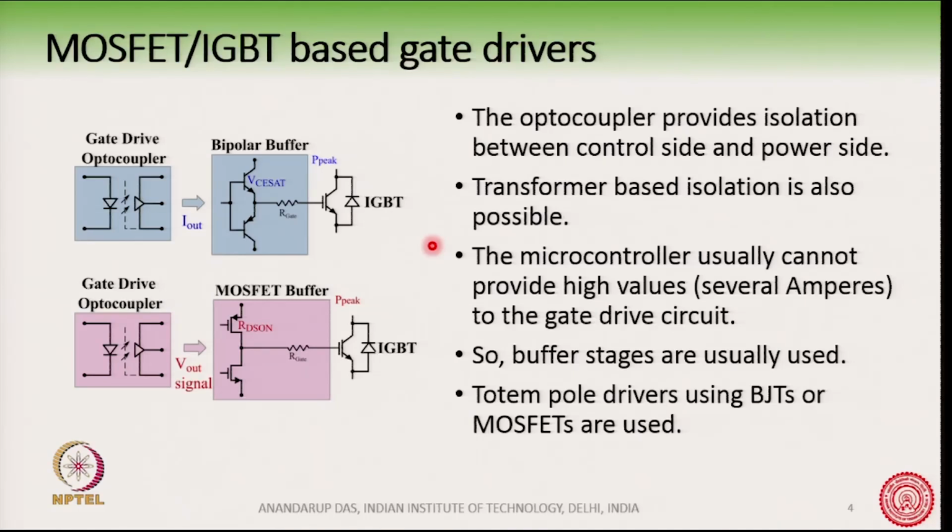Now, both BJTs or MOSFETs can be used. BJTs are cheaper, whereas MOSFETs are faster, and in modern days people are slowly adopting the MOSFET based buffer, in particular for silicon carbide MOSFETs, people are shifting towards the MOSFET based buffer.